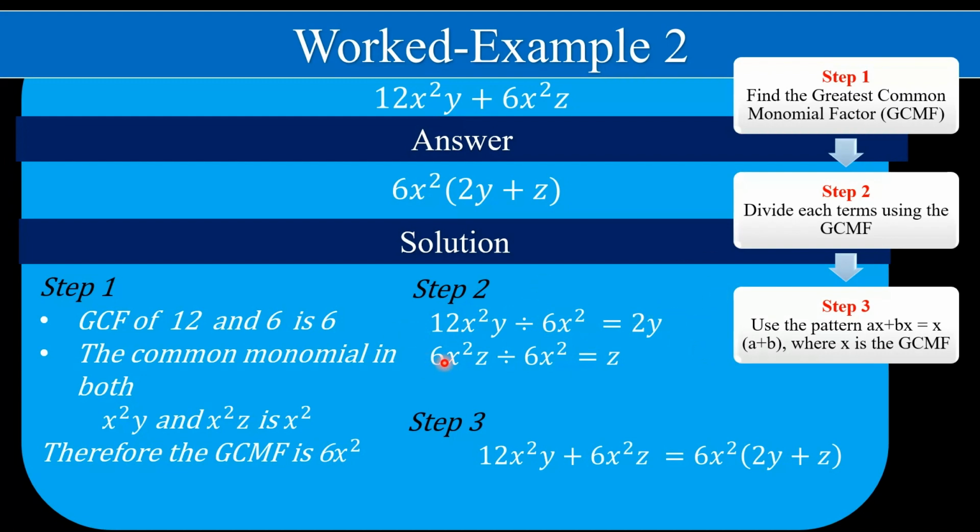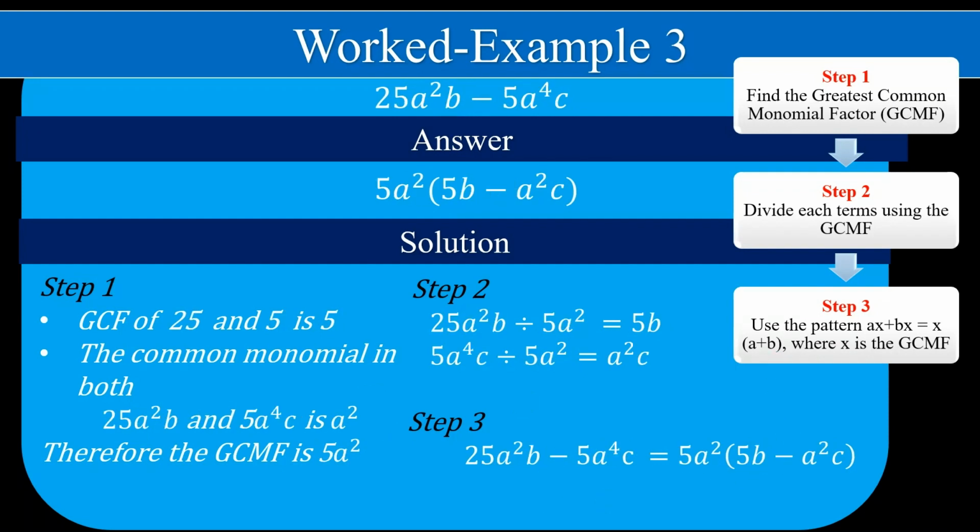And in the same manner, 6x squared z divided by 6x squared. As you can see, you can divide the 6x squared by itself. We get 1 and the remaining variable is z. That's why here, 2y, z are the two terms. And these two terms is the factor inside the parentheses. That's why using a pattern in step number 3, we've got 12x squared y plus 6x squared z equals 6x squared times 2y plus z.